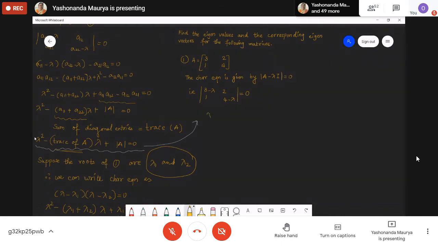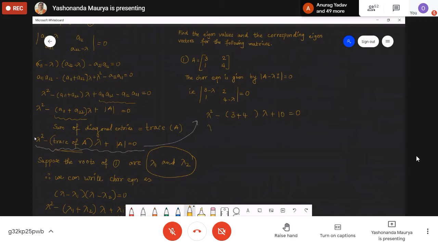It will be lambda square minus the sum of the diagonal entries, so 3 plus 4 times lambda, minus the determinant. What is the determinant? 3 into 4, that is 12, minus 2, so that is 10. Here we should have a plus. So this is what we get.